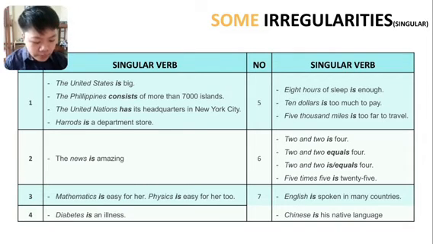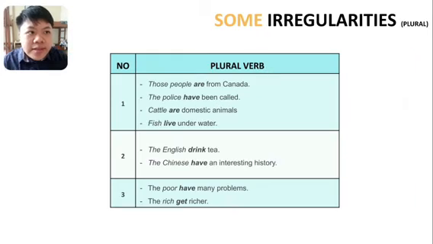Okay, so some nouns of nationality that end in SH, ESE, and CH mean either language or people, like English, Spanish, Chinese, Japanese, and so on, and are considered singular. Okay, so how about the plural?